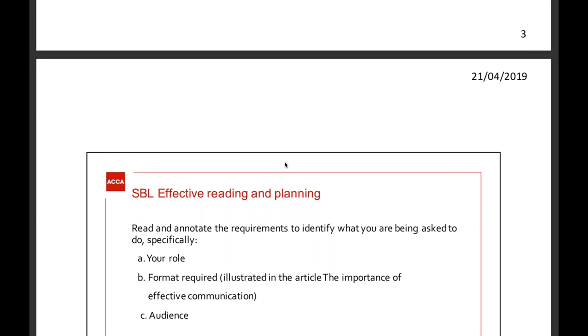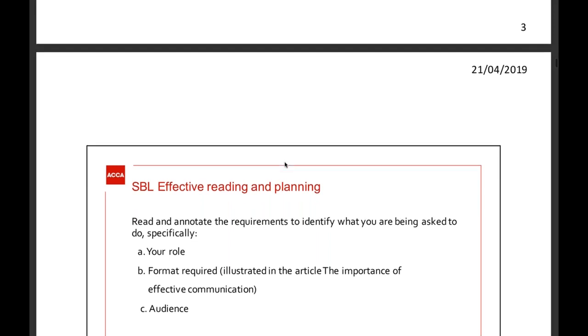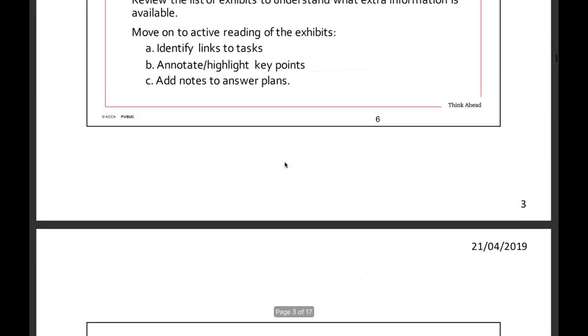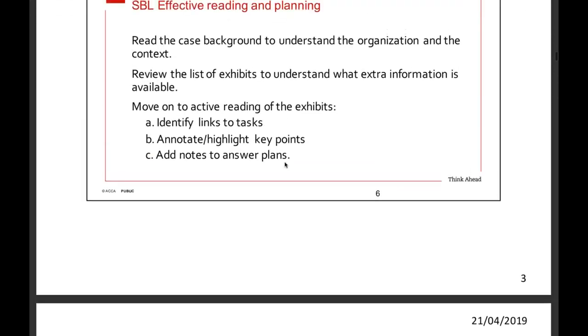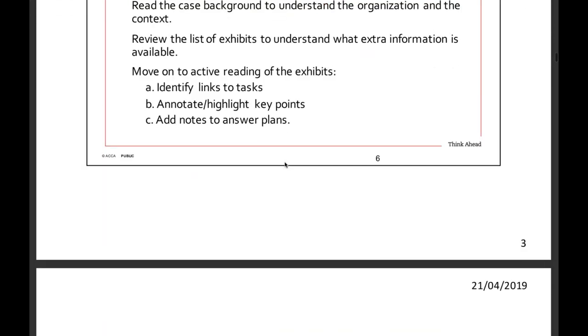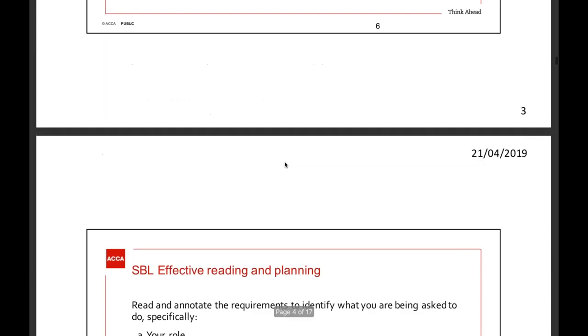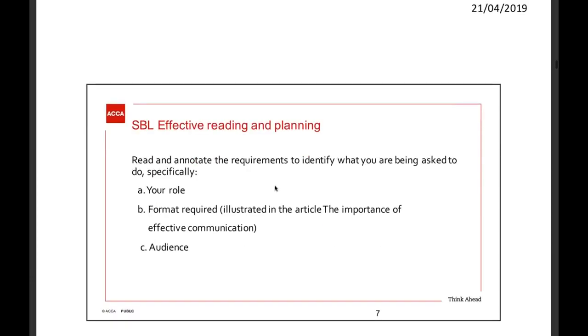So what do we do when we actually go through the requirement of the question? Basically, I hope you can still remember what we did earlier: highlighting all, linking all the tasks, highlighting whatever is necessary there, like your role, your format, and the audience that you have. So basically that's what you do.